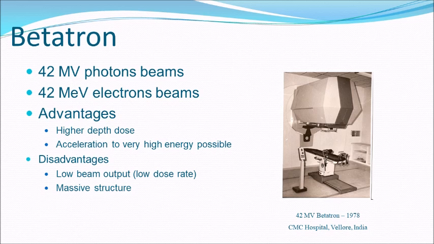By which I mean, if you have 15 MV photon beams from a Betatron and 15 MV photon beams from a LINAC, the 15 MV photon beams of the Betatron will have a better percentage depth dose. The disadvantage is it has a very low beam output, that is, a low dose rate. And it is a very massive structure. You need a lot of space, it's a huge installation.